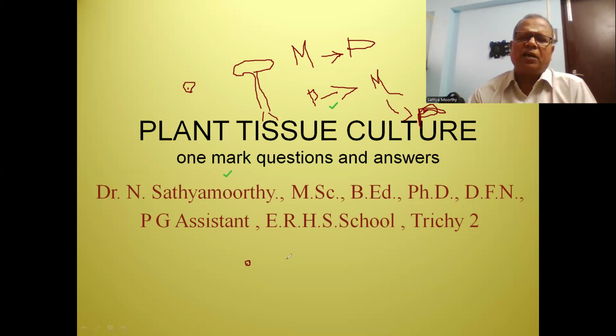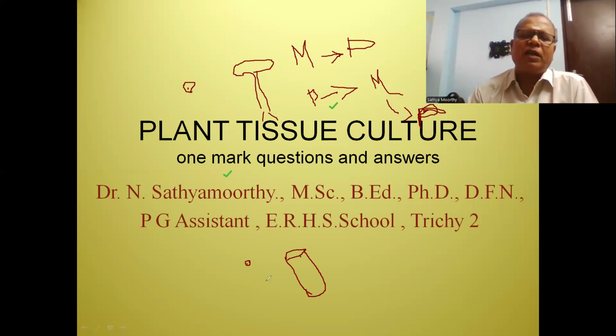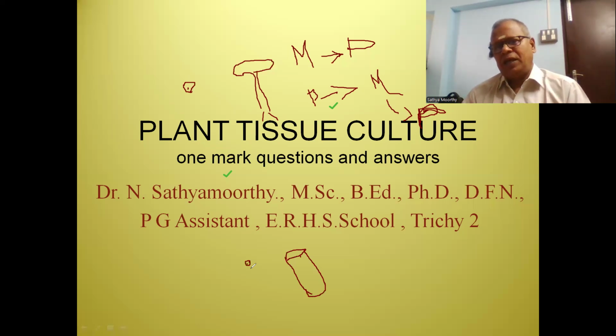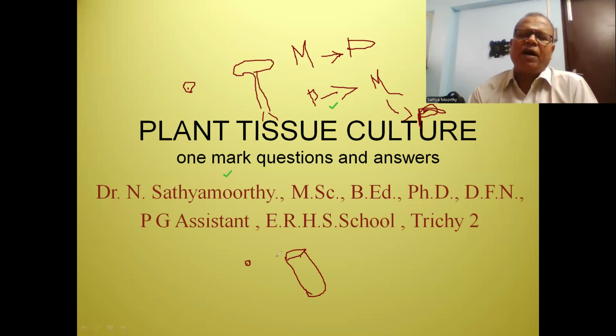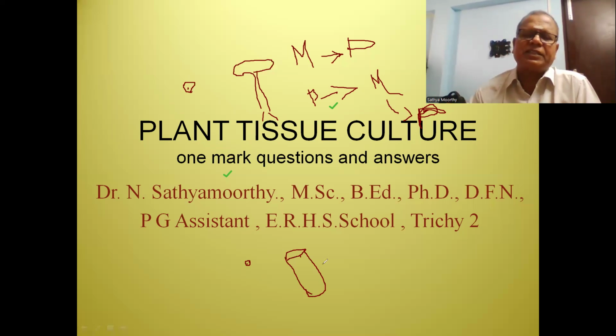For the culturing of this cell, we need a vessel. The vessel is said to be the culture vessel. It may be either a test tube or conical flask or petri dish or anything else. And for the growth of the cell, it needs nutrients. That is the culture medium, which furnishes all the nutrients needed for the development of a cell.